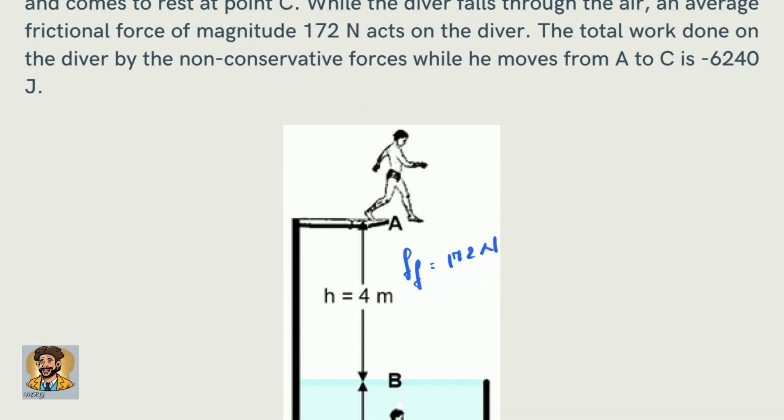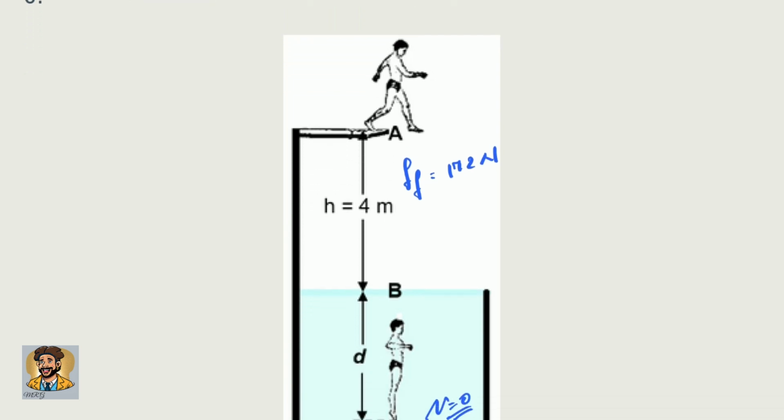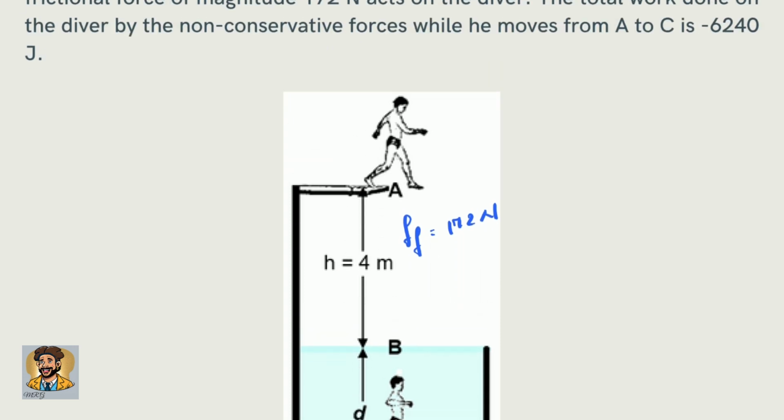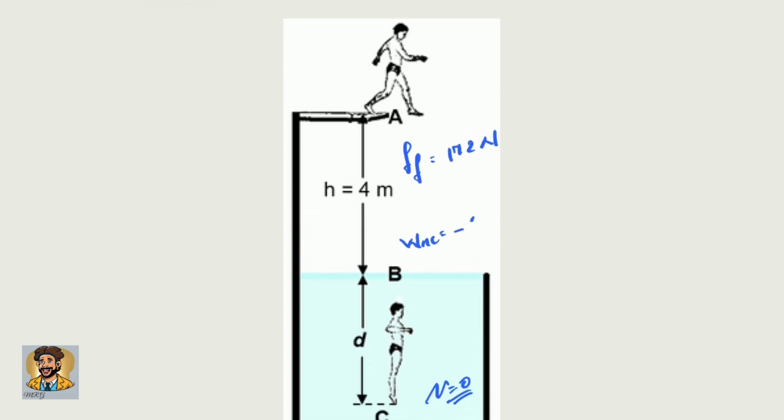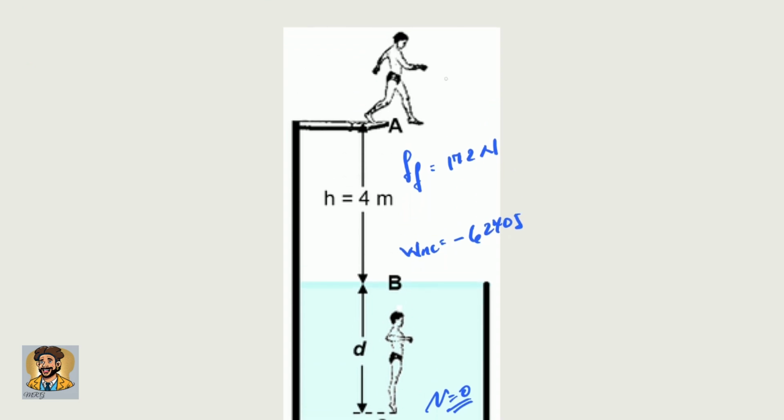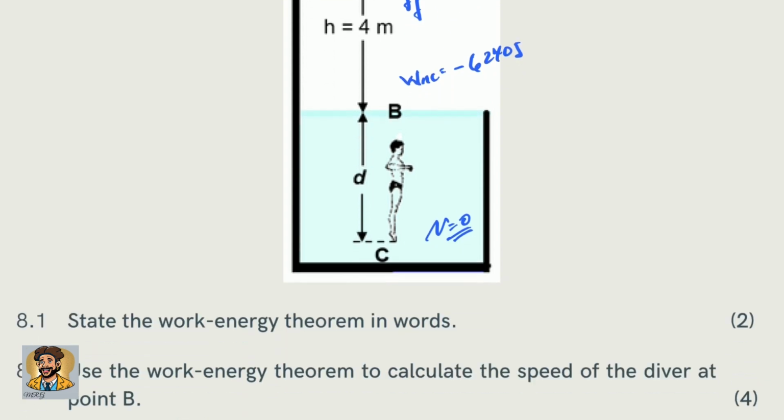Act on the diver. The total work done on the diver by the non-conservative force while he moved from A to C is negative 6,240 joules. So the work done by the non-conservative force from A to C, let's write it here, work done by the non-conservative force is equal to negative 6,240 joules. Okay, and that is the picture here. You have also that the initial speed of the diver is equal to 0. Alright, so this is what we have.